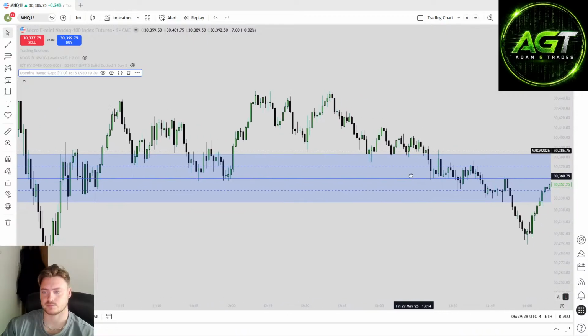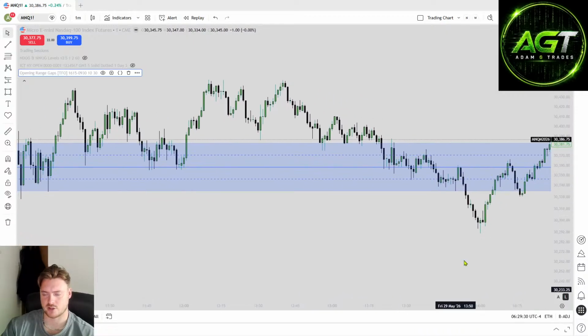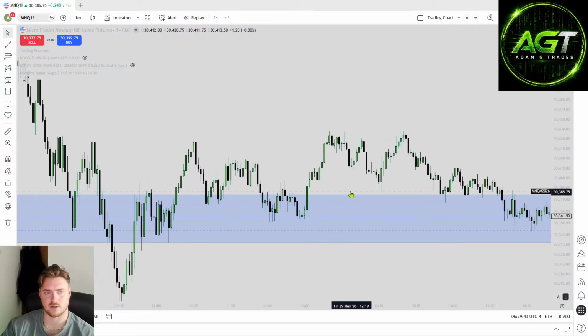Again, you get strong reactions at these levels. So the body's just touching the top of it. Again, the body's just touching the upper. Okay, so here, you've taken out the liquidity resting above these highs here.